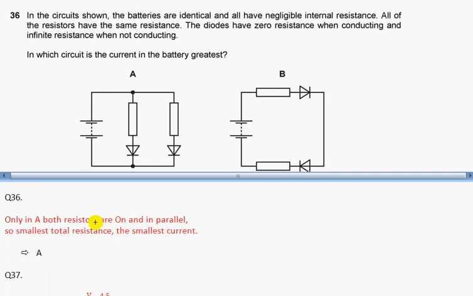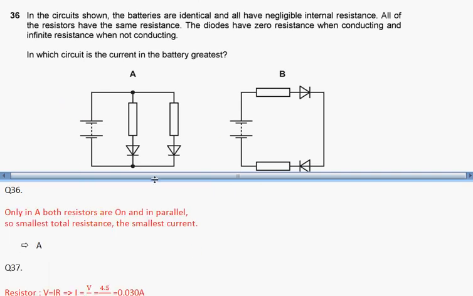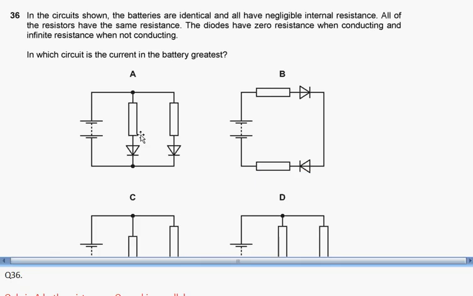Question 36. Let's look. In the circuit shown, the batteries are identical and all have negligible internal resistance. All of the resistors have the same resistance. Diodes have zero resistance when conducting and infinite resistance when not conducting. In which circuit is the current in the battery greatest?